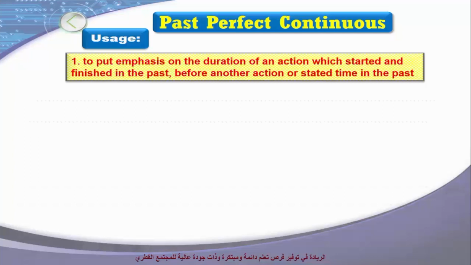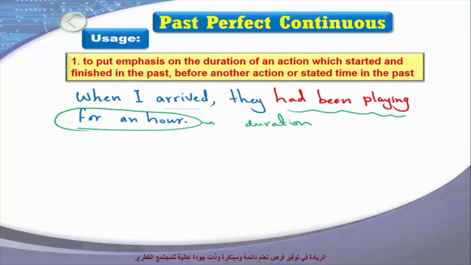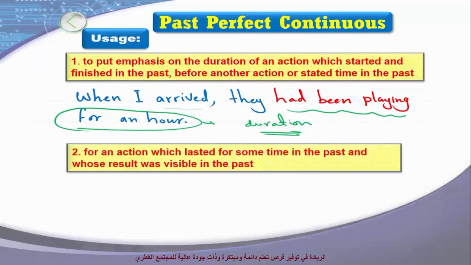Look at this example. When I arrived, they had been playing for an hour. So we focus here on the duration of the action, which was for an hour. The second usage for this tense is an action which lasted for some time in the past and whose result was visible in the past. So it continued for some time and then its result appeared later on but still in the past.